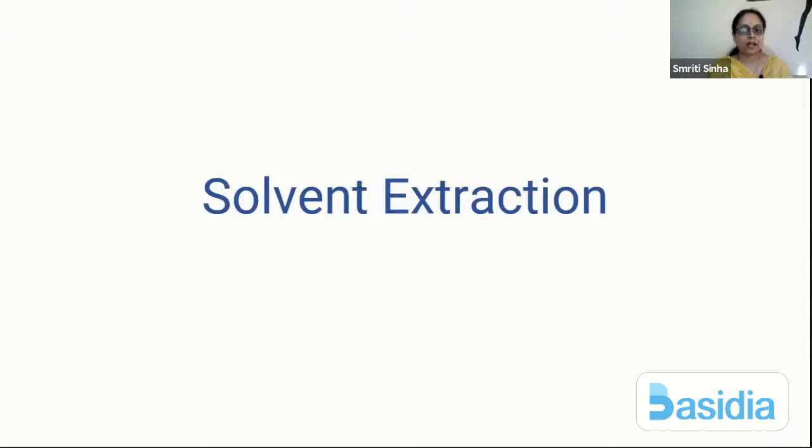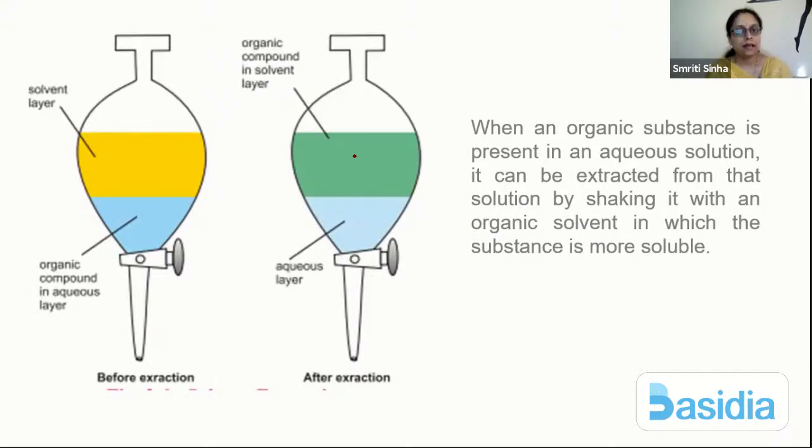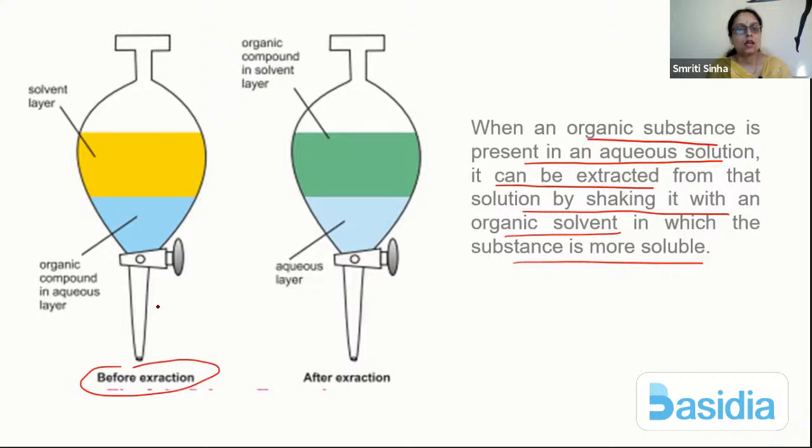Next is solvent extraction. In this technique, the organic substance which is present in aqueous solution can be extracted and purified by shaking it with an organic solvent in which the substance is more soluble. So before extraction, you have an organic compound which is present along with water. So this is organic compound plus water solution. Now this organic compound is soluble in water and cannot be easily removed from water.